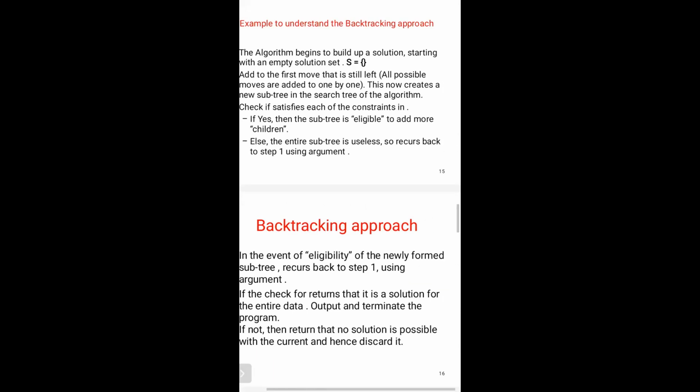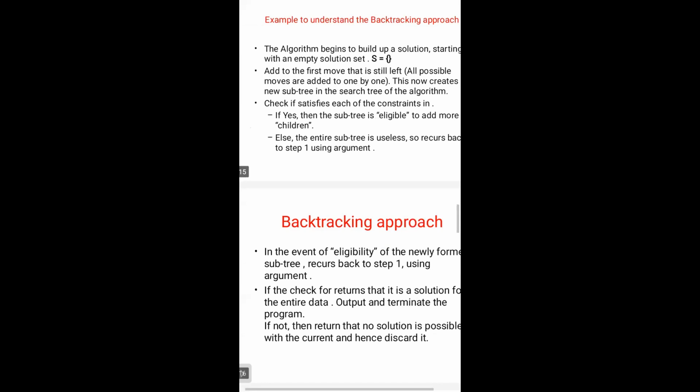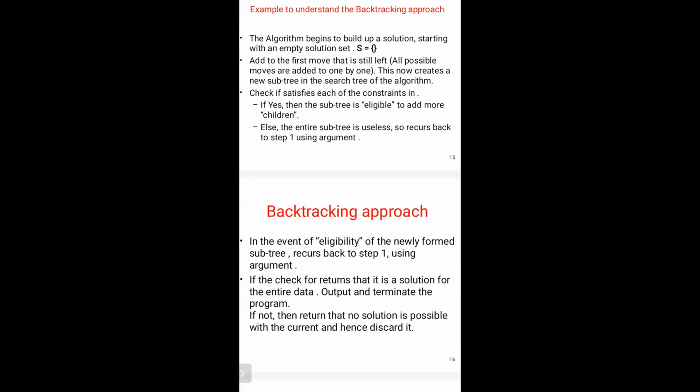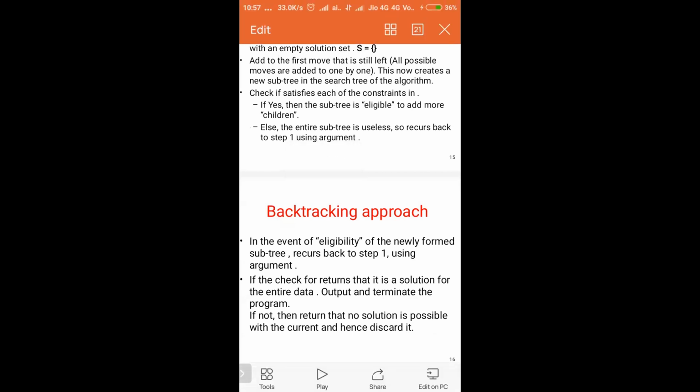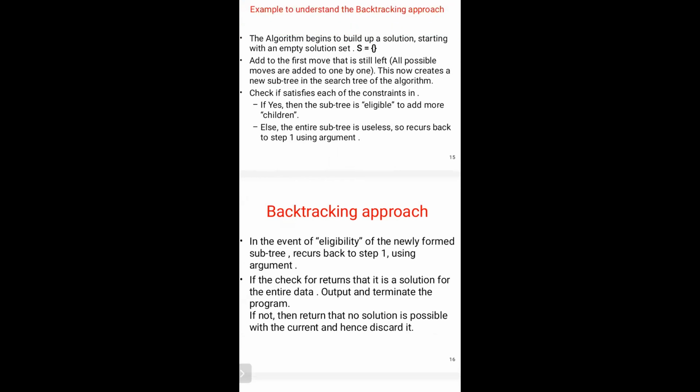Add the first move that is still left. All possible moves are added one by one; we are adding the remaining possible moves one by one. This now creates a new subtree in the search tree of the algorithm. Check if it satisfies each of the constraints. If yes, then the subtree is eligible to add more children. Else, the entire subtree is useless. So, recurse back to step 1 using the argument.